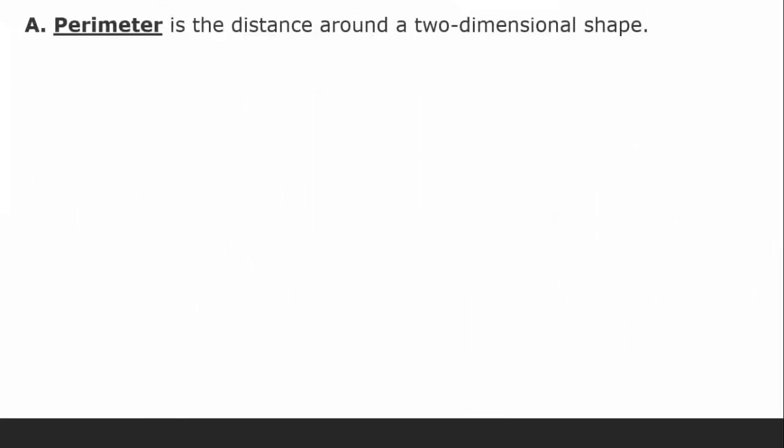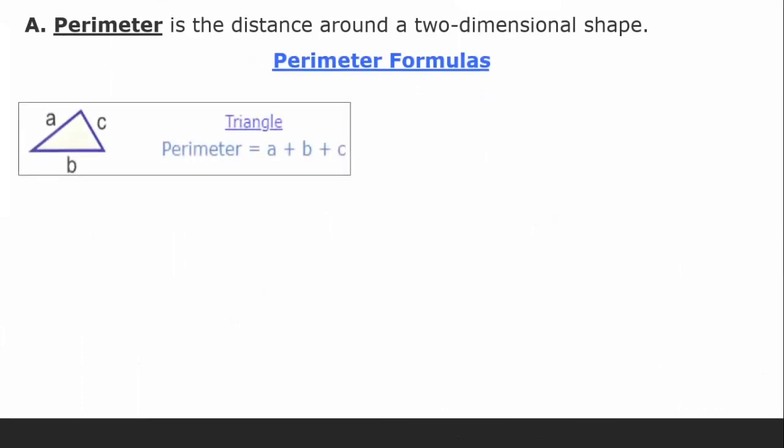Okay, so in the next slide, we have here the definition of a perimeter. It is the distance around a two-dimensional shape. Okay, so all you have to do is to measure the distance around a two-dimensional shape. That is already our perimeter. Okay, so there are formulas that I will be presenting.